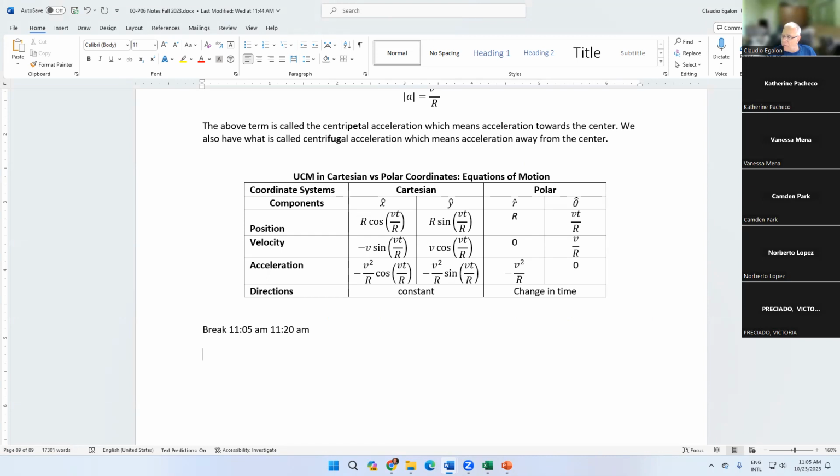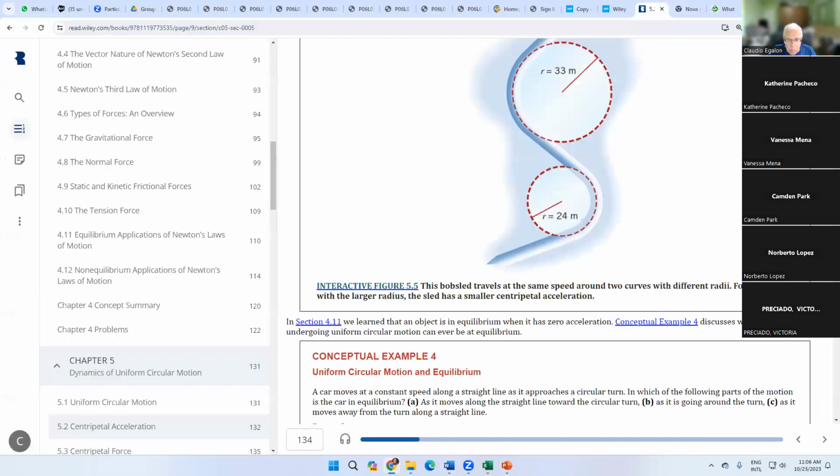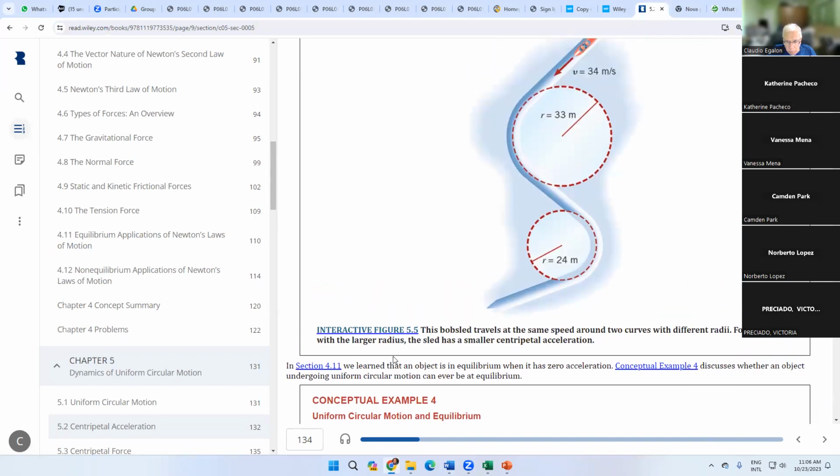Any more questions before we go for a break? I have a question. It's about these two acceleration types. So centripetal acceleration is like going towards the center? Yeah, that's right. So what about the other one? The other one is centrifugal acceleration, okay? Away from the center.